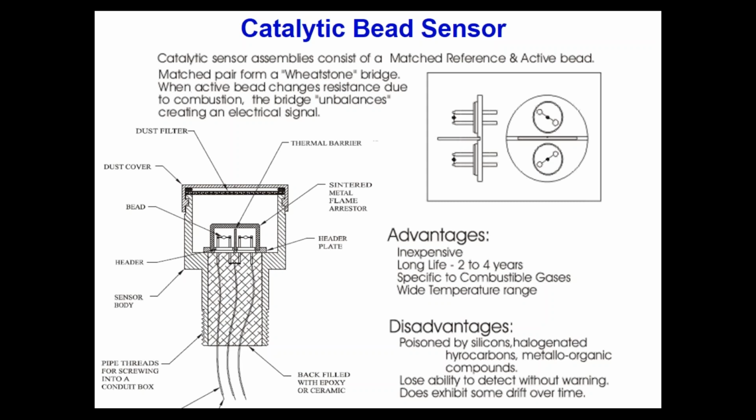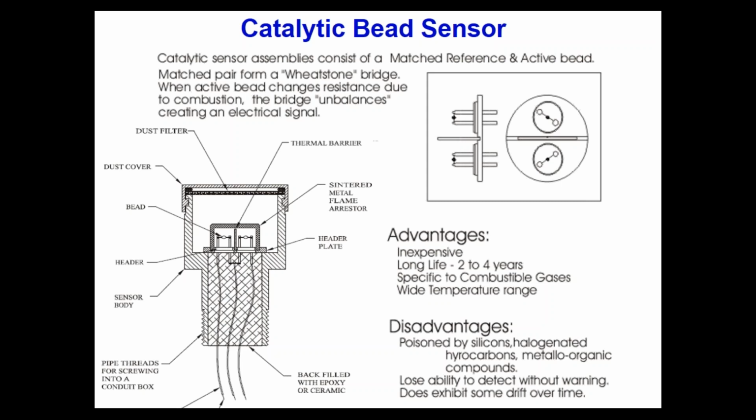We want a catalytic bead to be able to perform well throughout a very wide temperature range. In the case of Delphian's catalytic bead, we can go from minus 67 degrees Fahrenheit all the way up to about 300 degrees Fahrenheit. Therefore, it makes it very viable for a whole slew of different applications where temperature is an issue. The actual catalytic beads last about 2 to 4 years. Obviously, the cleaner the environment, the longer the sensor will last.